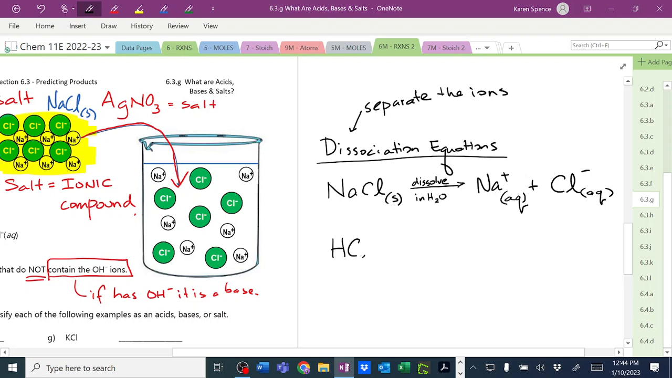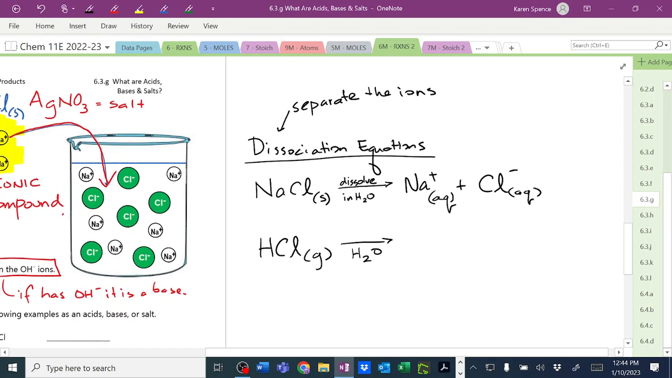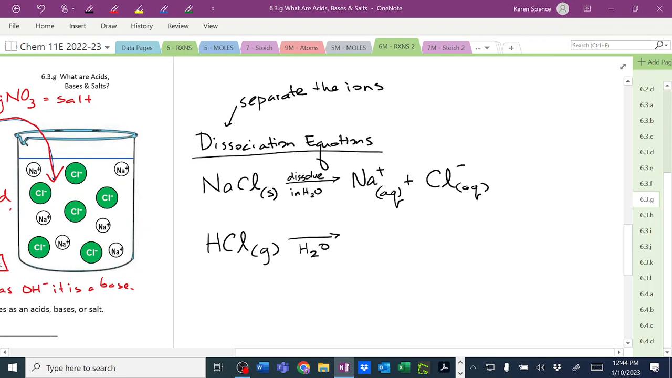HCl. HCl is a gas. Okay, if it's not dissolved in water, it's gaseous. You don't need to know that, it'll tell you. But if we dissolve it in water, what do we get?